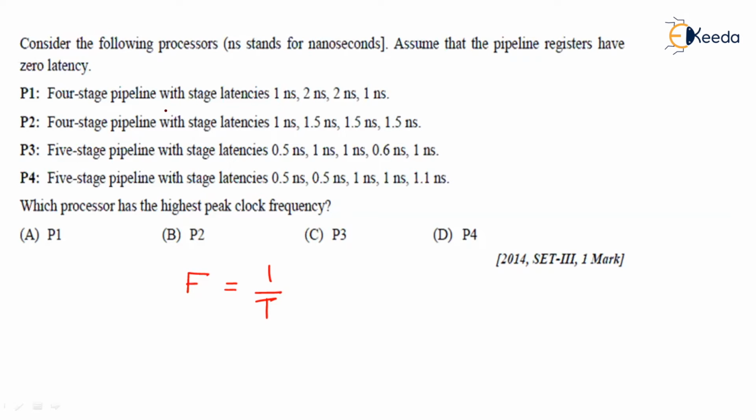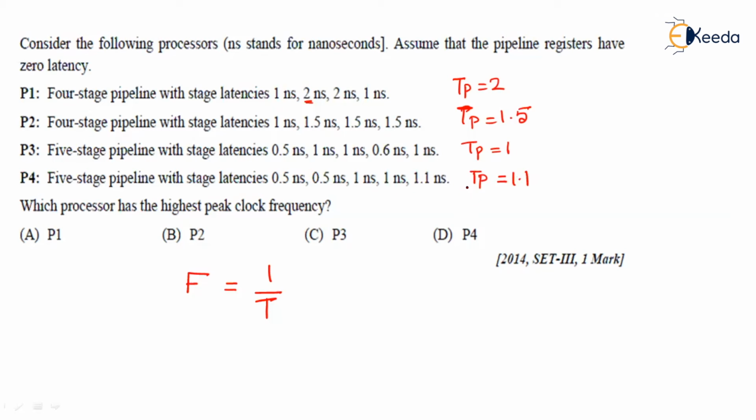You know that in a pipeline, the clock time is equal to the maximum stage delay. Here the maximum stage delay is the Tp. Tp is equal to 2 here. Here Tp is equal to 1.5 here. Here Tp is equal to 1 here. Here Tp is equal to 1.1 here.